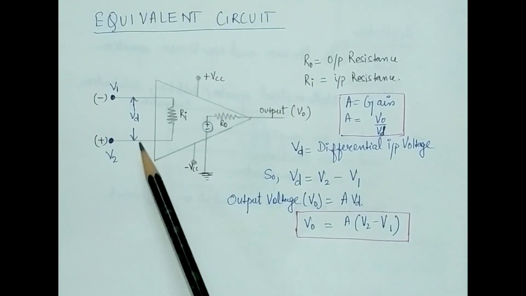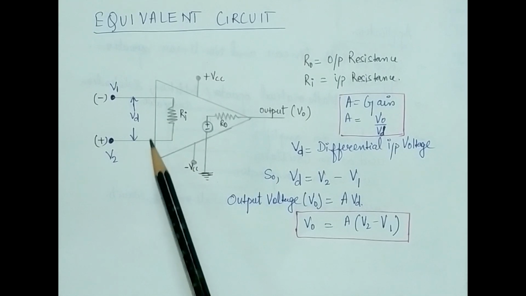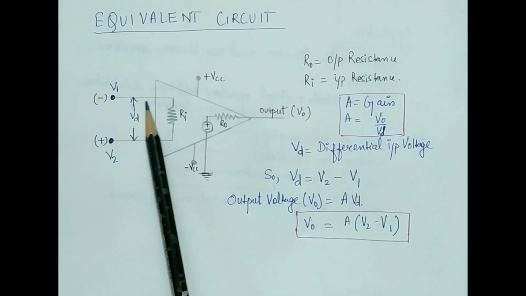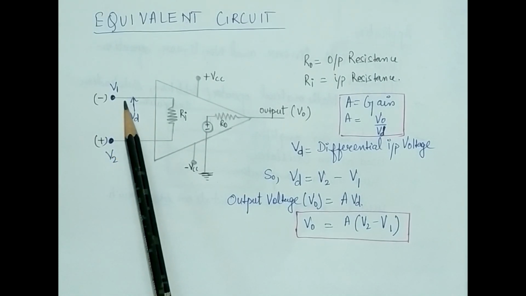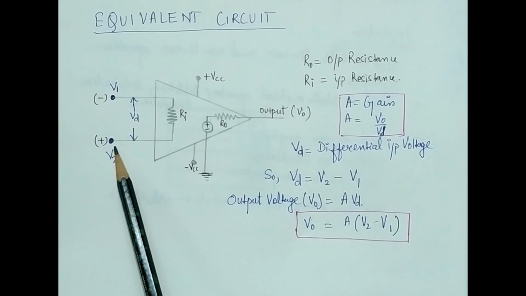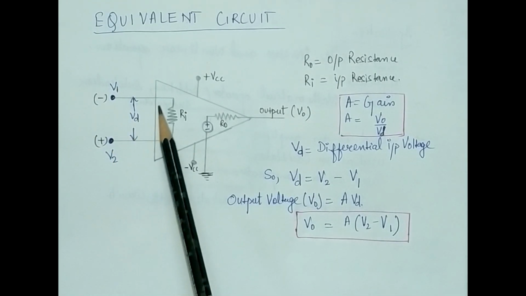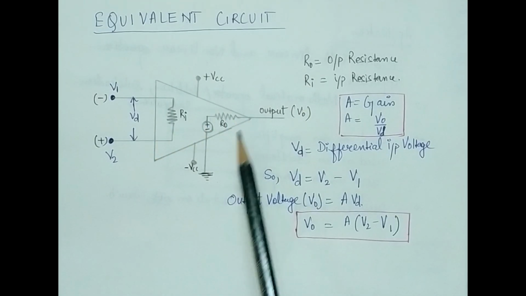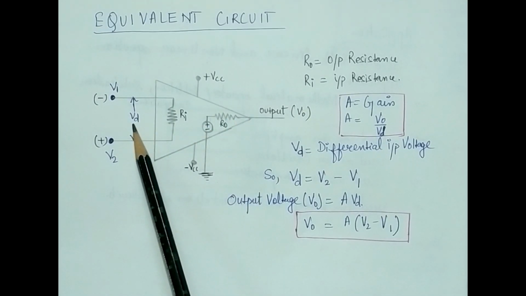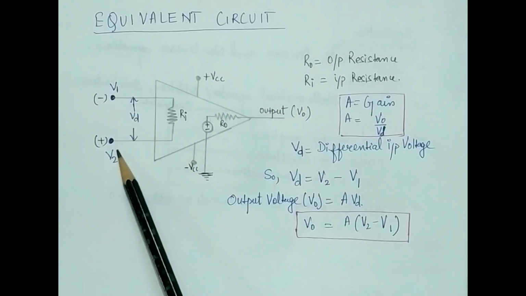So this is the equivalent circuit of an OPAMP, meaning the internal structure of an OPAMP. You see these are the two input terminals. This is your inverting terminal and this is your non-inverting terminal. I have written here V1 and this is V2. The difference between the two input voltages will go as the input voltage to the OPAMP. It can be denoted by VD. VD is the difference between V1 and V2.